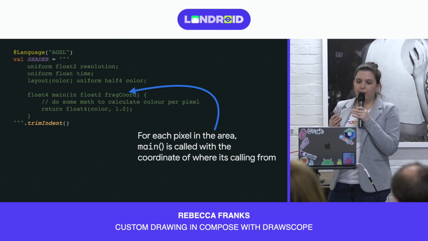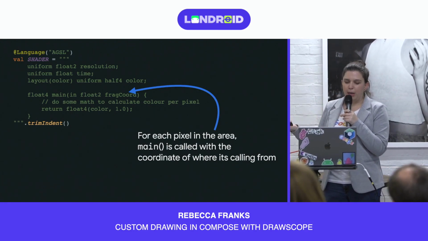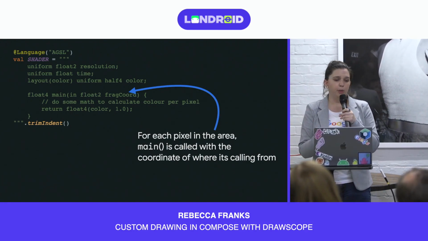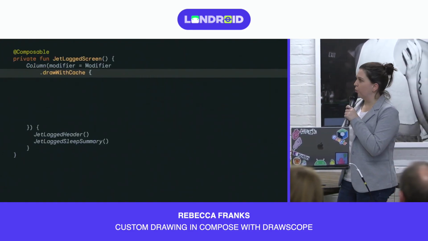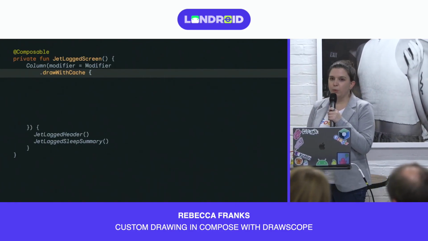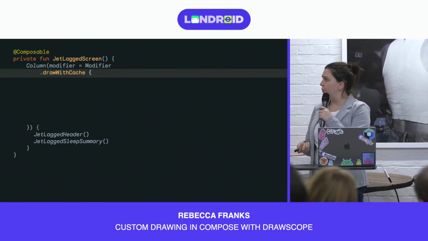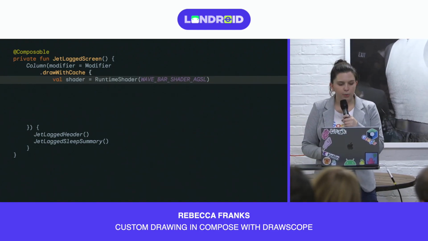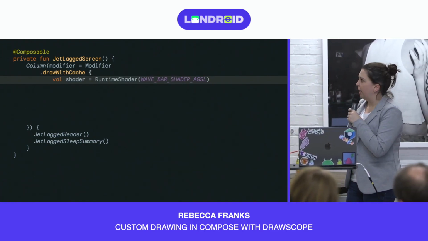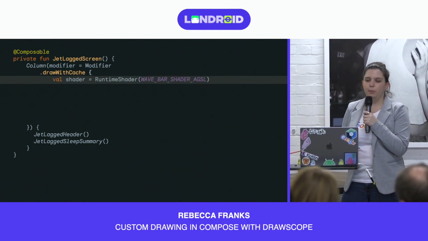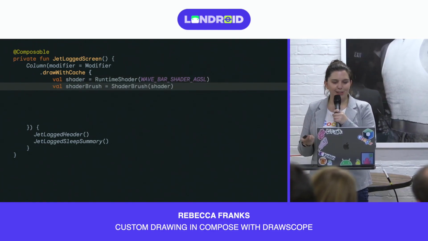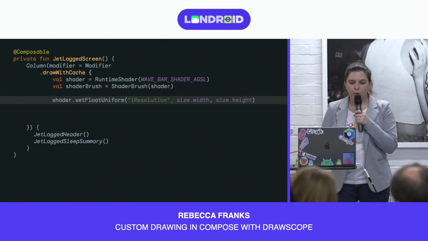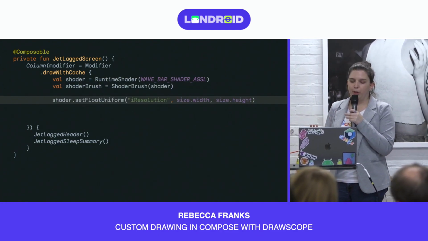So this shader that we've defined, we're going to hook up into our composable that we're going to execute the shader on. We're going to use modifier draw with cache, again, on the column, as we want to cache our shader and the shader brush that we're creating. We create our runtime shader, giving our AGSL string that we've just created as input into it. We create a shader brush, giving the shader as input into that. And then we set a uniform on a shader.